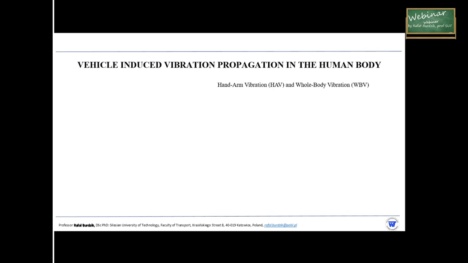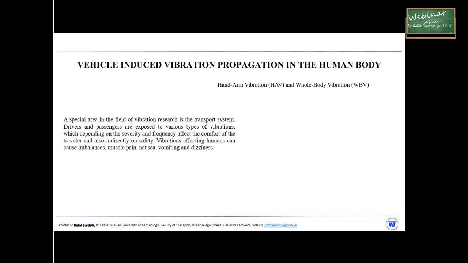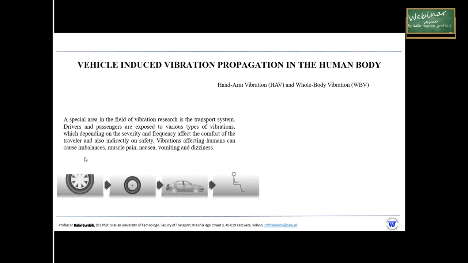So, vehicle-induced vibration propagation to the human body. The overall concept was also presented in the previous lecture. So it can be considered as a transfer function starting from the road roughness, the surface, into the tires, which are the first element of the damping system, then the structure and suspension system of the vehicle, and then the subjective perception of the passenger inside.